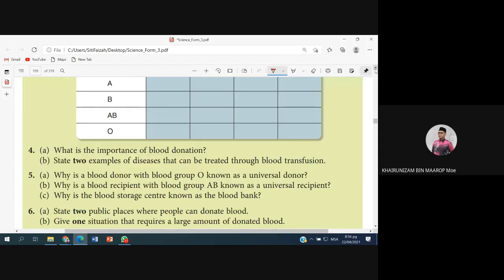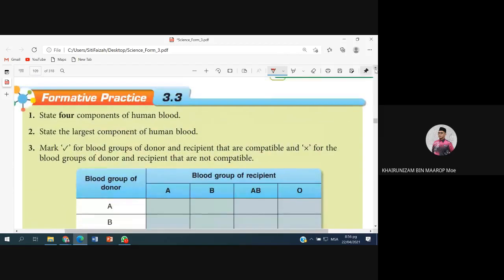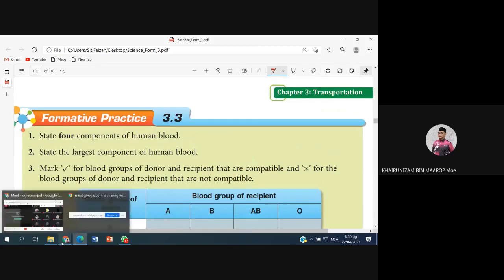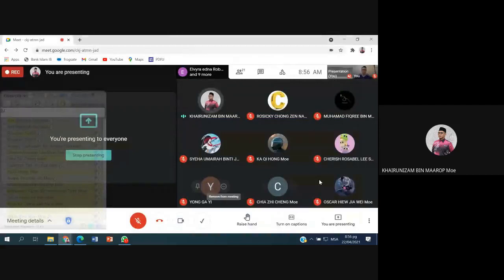Okay. I think we are finished about this one. Maybe next week we continue another skill. Okay, so I think we can stop at here.